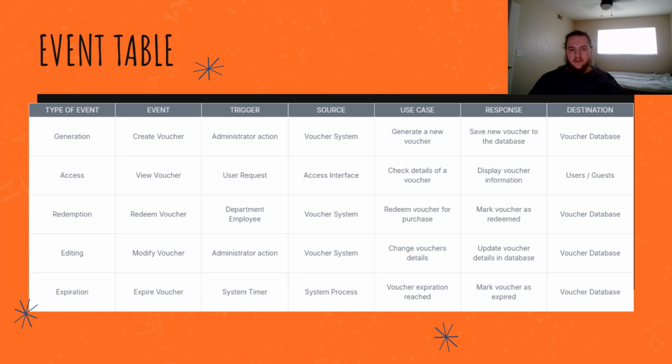And the last event is the expiration event, and this is triggered by a system timer, and it's just a process within the voucher system that, of course, when the voucher reaches a certain date, it expires. And when that happens, the response from the system is that it marks that specific voucher as expired, and that takes place in the voucher database.